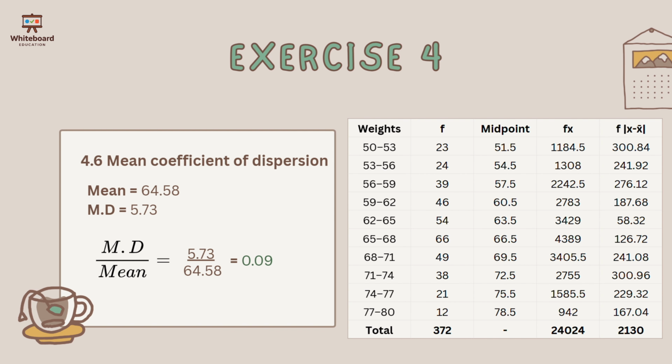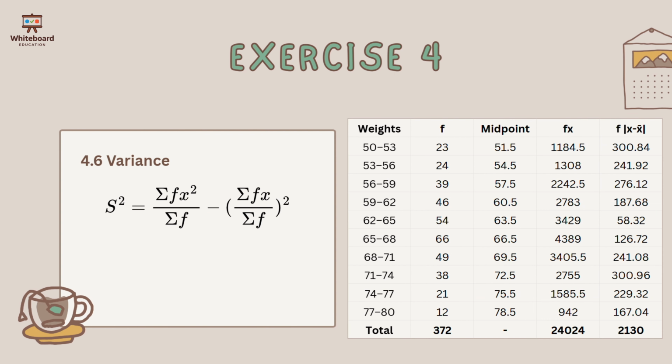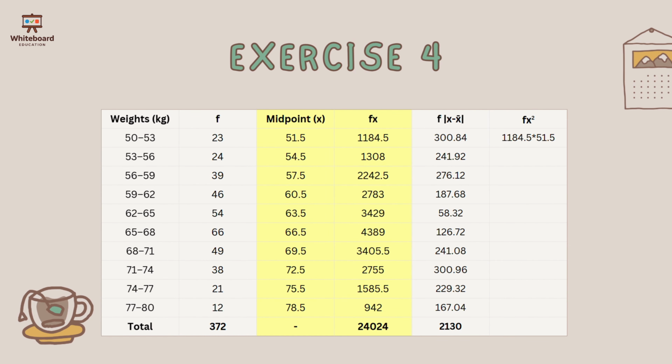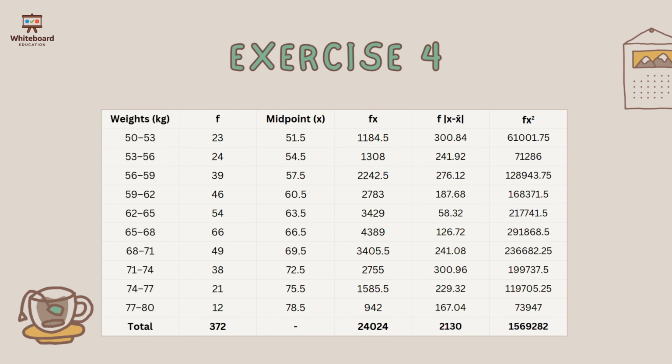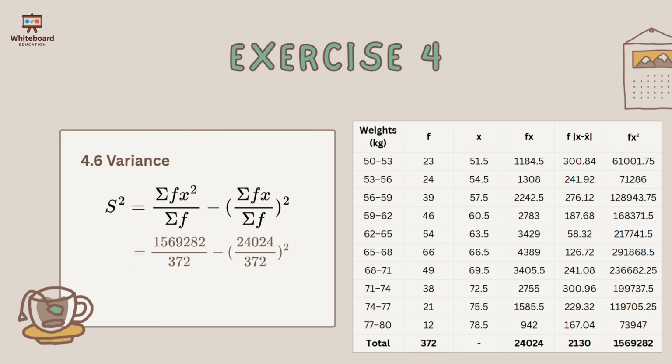Next we will move on to find the variance, for which we use this formula: S square equals summation fx square over summation f minus, bracket, summation fx over summation f, whole squared. Notice that we know all parts in this formula except one. Did you find it? Yes, it is summation fx square. To find that we add another column into the table and multiply the midpoint x with fx for all the rows. Then adding all the values, the summation fx squared will be 1,569,282. And now we can calculate the variance like this. So the answer will be 47.84.